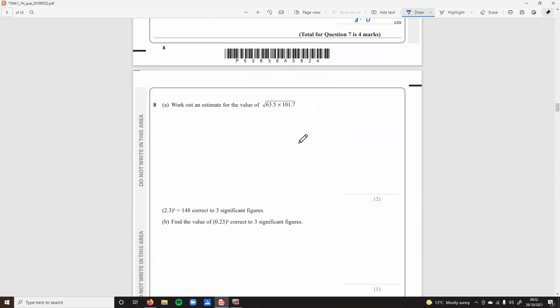Work out an estimate for the value of the root of 6. Okay, so the root of 60 times 100 equals the root of 6,000. Oh my god. How are you supposed to do that? Or are you supposed to do 64 times 100? Yeah, wait, hold on, that'd be root 64 times root 100, which is 8 times 10, 80. Forget that.